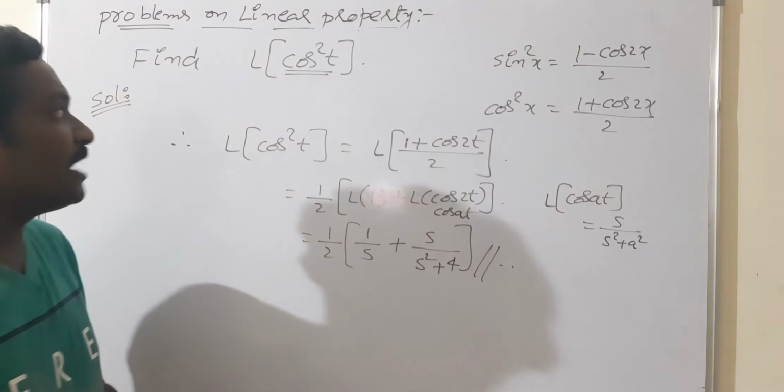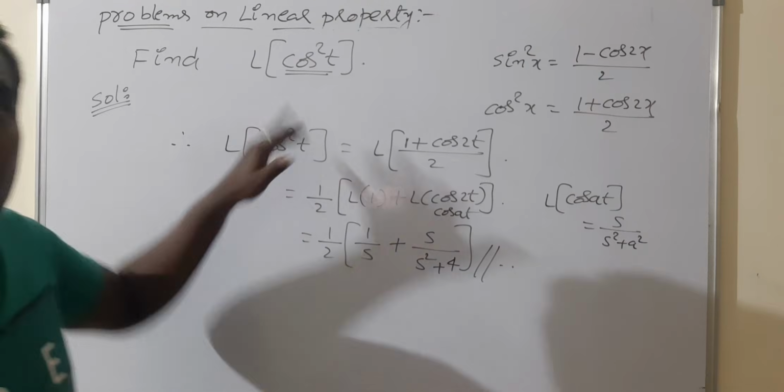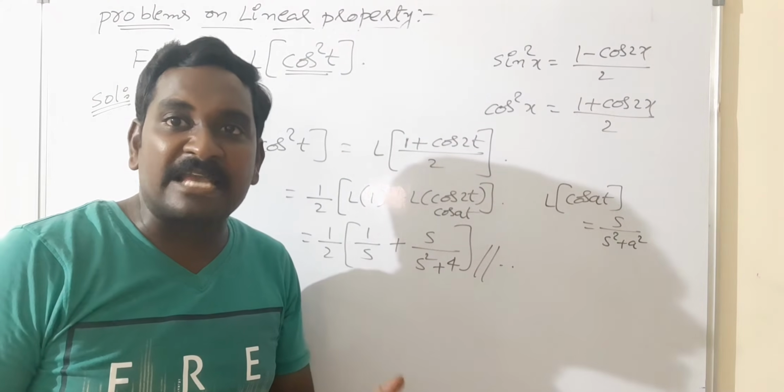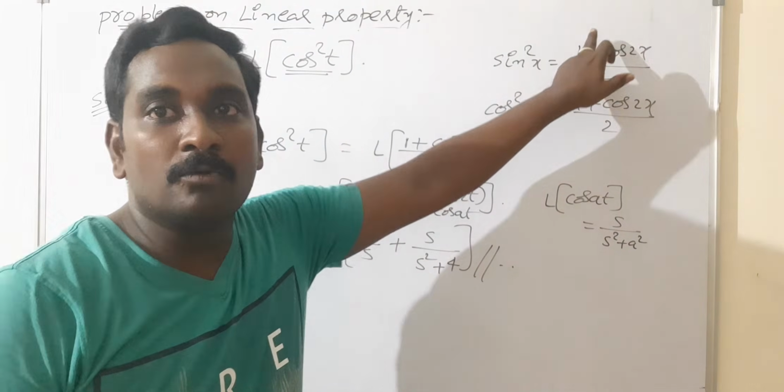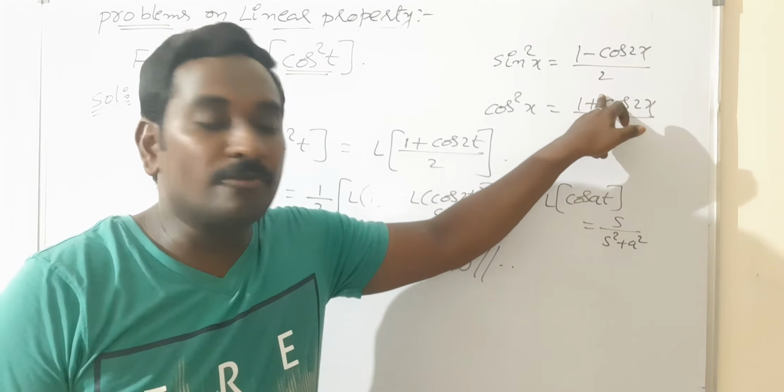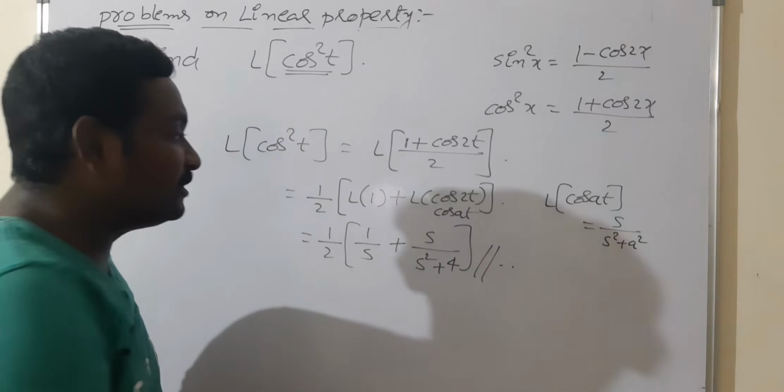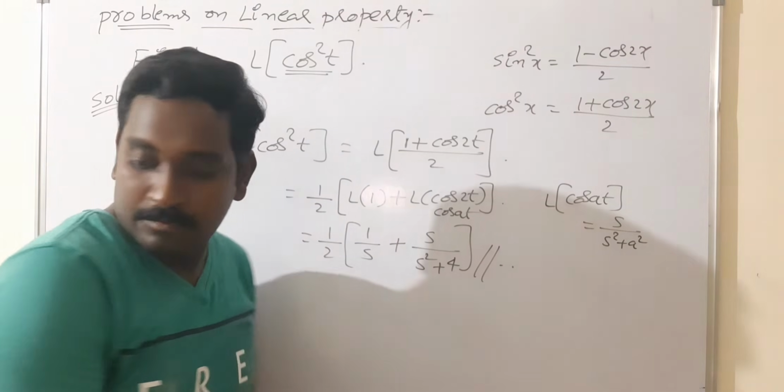Suppose we have to find out L of sin square t. We do not have the direct formula for L of sin square at. That's why reduce sin square t by using this formula, which is (1 minus cos 2x) by 2. So you will get a similar result, but in between them we have a negative sign. Okay. Please see the next one.